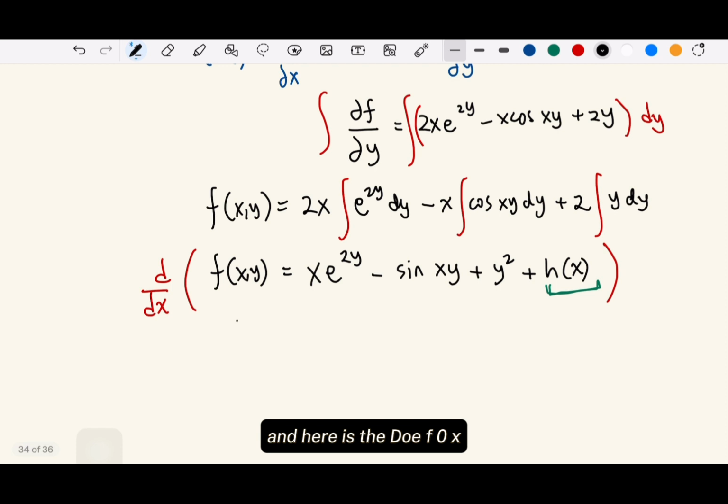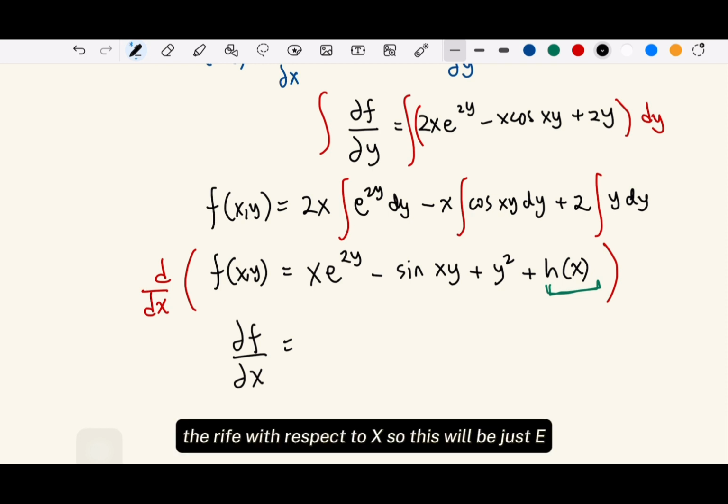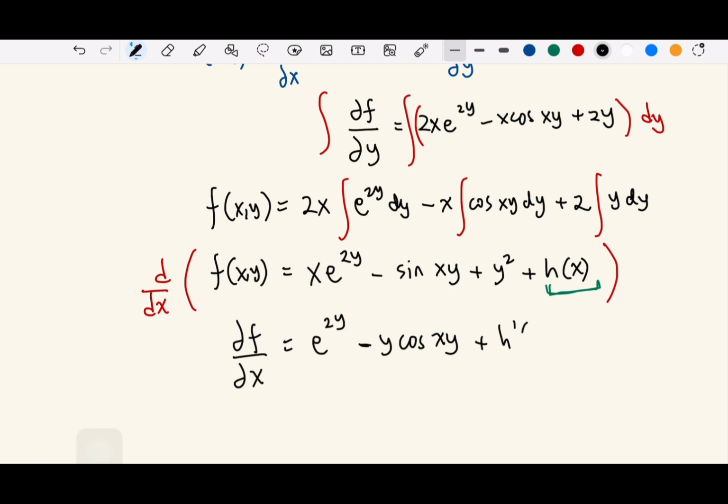And here is the f of x. And then take the derivative with respect to x. So this will be just e, okay. And then this will result in cosine, but we need to multiply with the chain rule inside. It's y cosine xy. And then y squared, 0, right? And then this will be plus h prime x.